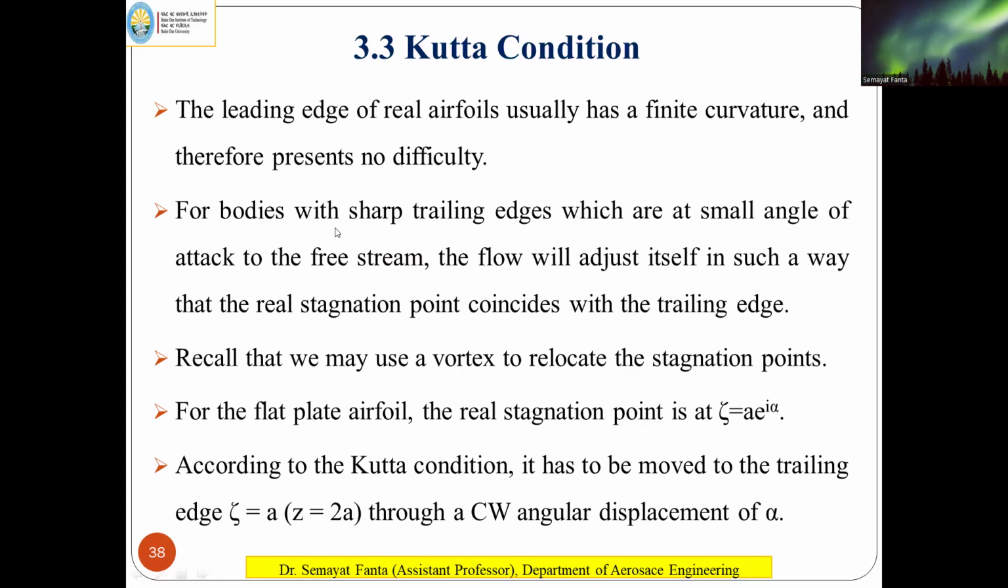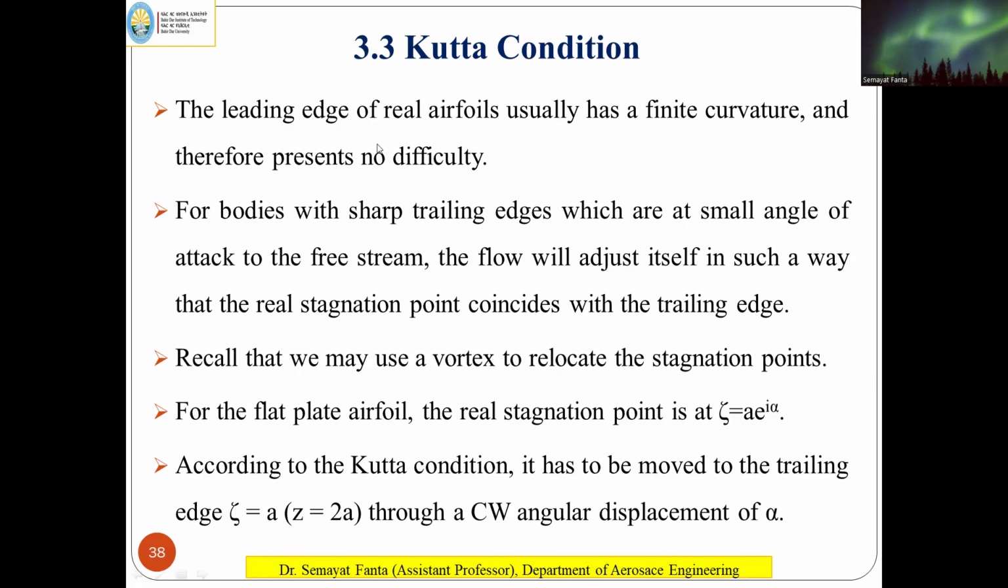And the next is the Kutta condition. The leading edge of a real aerofoil usually has a finite curvature and therefore presents no difficulty in analysis, as in the real three-dimensional wing. But for bodies with a sharp trailing edge, like an aerofoil, which are at a small angle of attack to the free stream, the flow will adjust itself in such a way that the rear stagnation point coincides with the trailing edge.